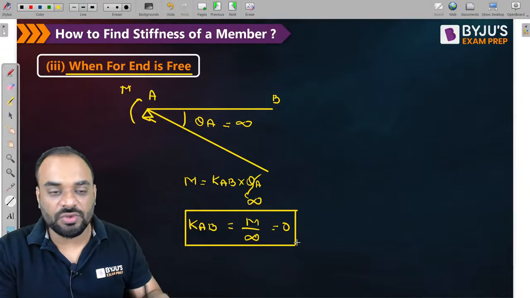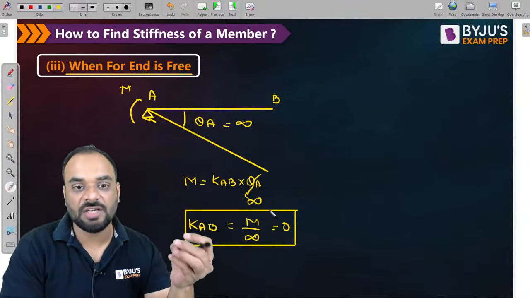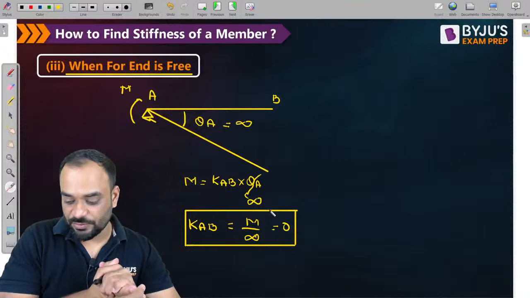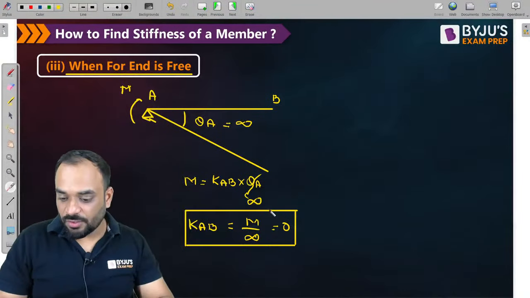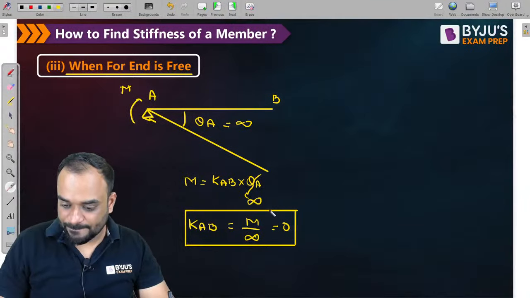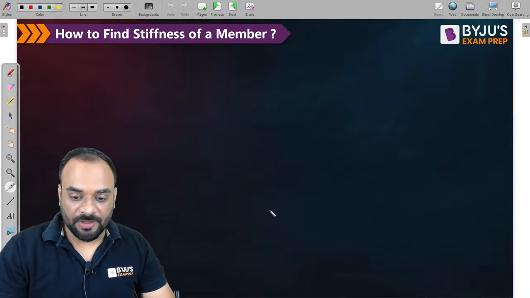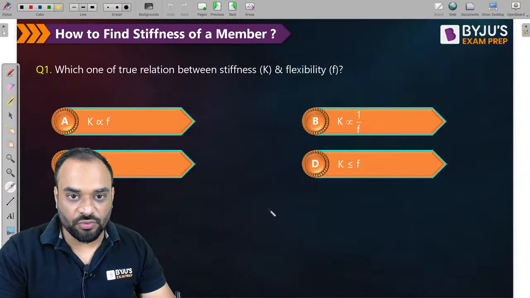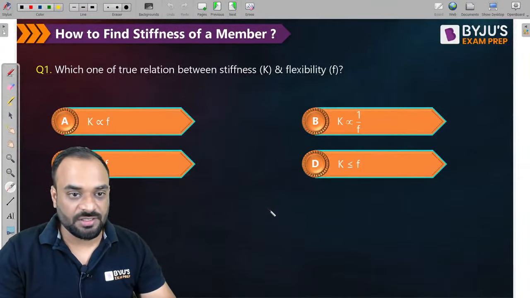Now it is understood for those students who were asking this question: when the far end is free, what should be the stiffness, sir? It is basically 0. Crystal clear to all of you? Please write down quickly, guys. Perfect. Now tell me the answer of these two questions first, then we'll discuss what is relative stiffness and where we can use it.